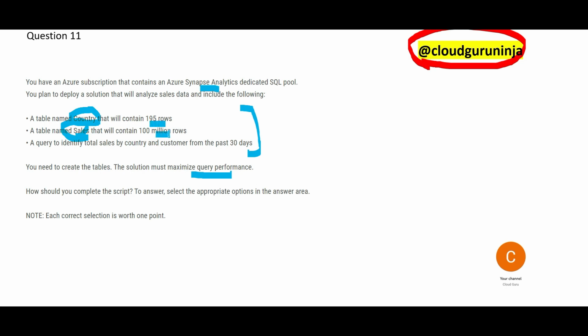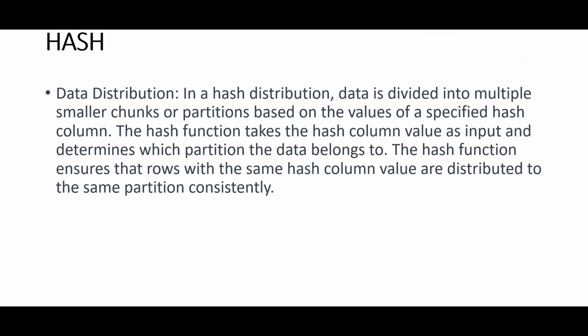So remember, for sales you have to do something special because the data volume is very high. See what hash is from the distribution standpoint. Data is divided into multiple smaller chunks or partitions based on the values of a specified hash column. They use one hash column, for example, like column ID or employee ID. So the partitions are all consistent, and from a performance perspective, this is very good.